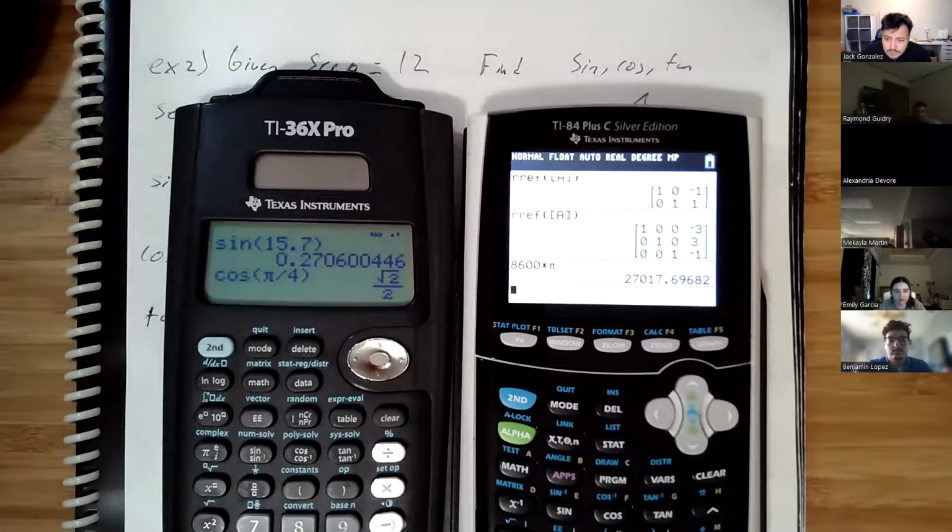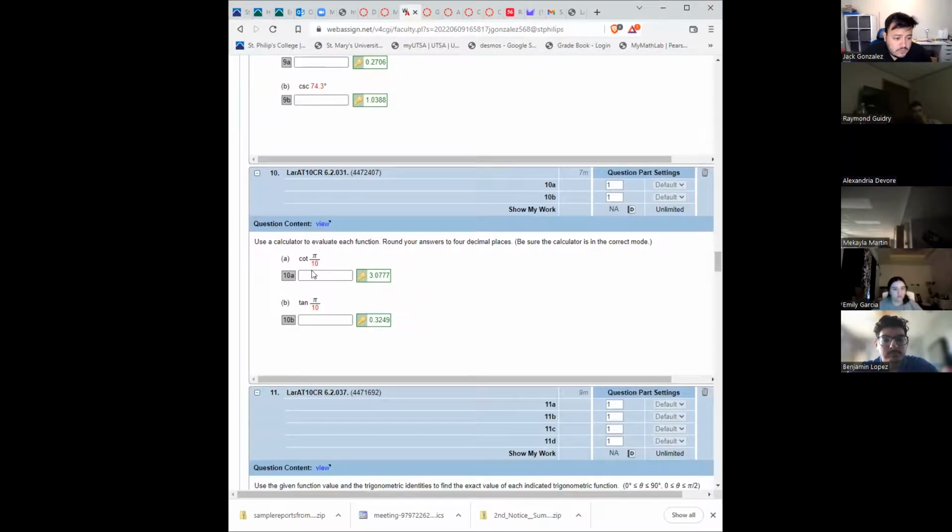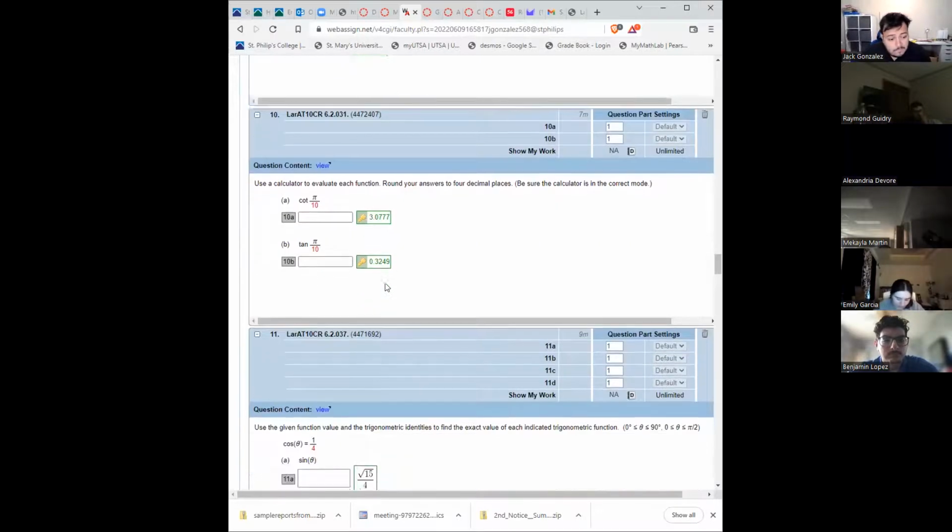if you look at number 9, go ahead and share the screen again. You see how all they want you to do is plug it into a machine. Nothing crazy. Super easy. Just round correctly and make sure you know how to switch to radians, and that's it.